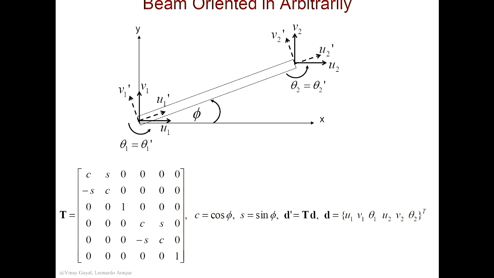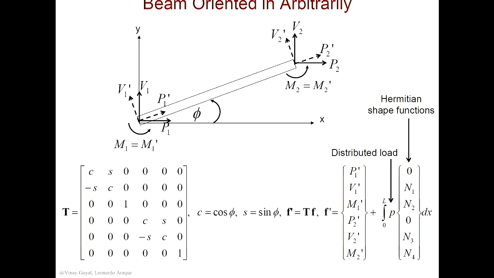Now I can do the same with the forces. P1 prime, v1 prime, p2 prime, v2 prime. The moment doesn't really transform because the moment is a moment. It doesn't care what coordinate system. That's why you see a 1 there for that, and then 1 for that one. Similarly, I can take the force in the global system times this transformation matrix, which gives me f prime.